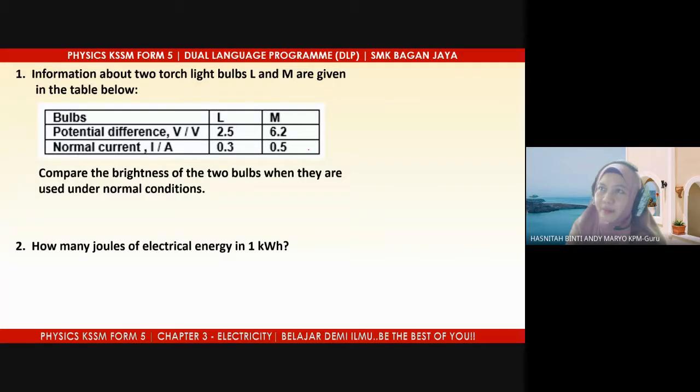Which one do you think will light up brighter, L or M? According to the information given here, they give you the potential difference and the normal current of current flow, 0.3, 0.54. M. Wei Shen say M. The rest of you, what do you say?